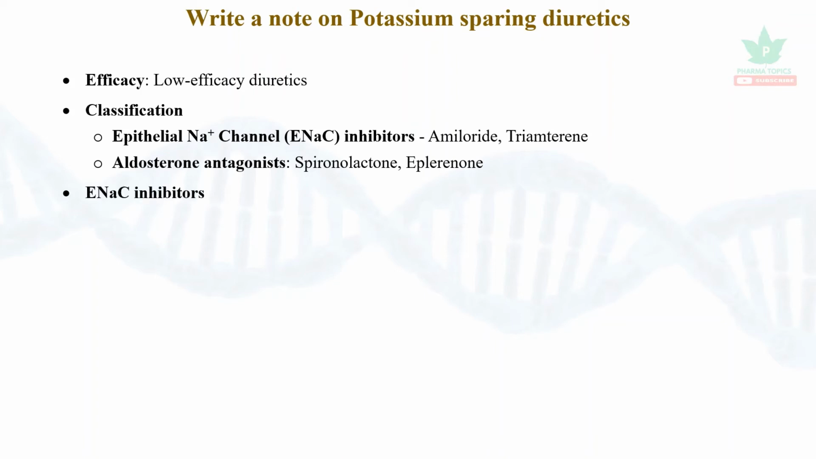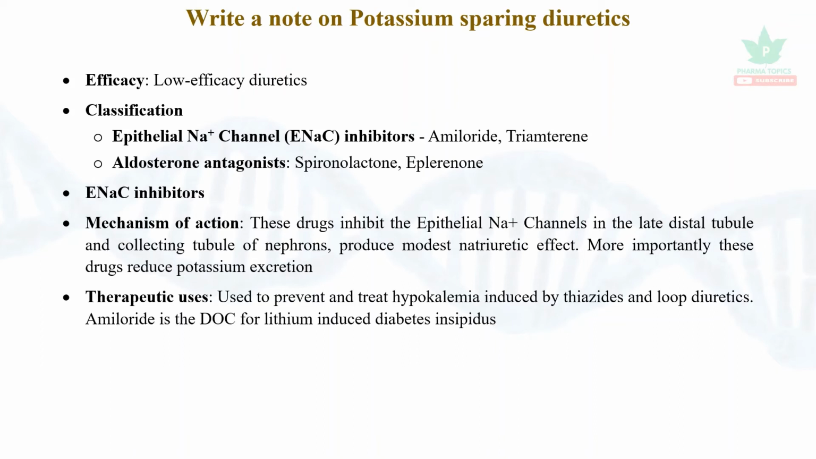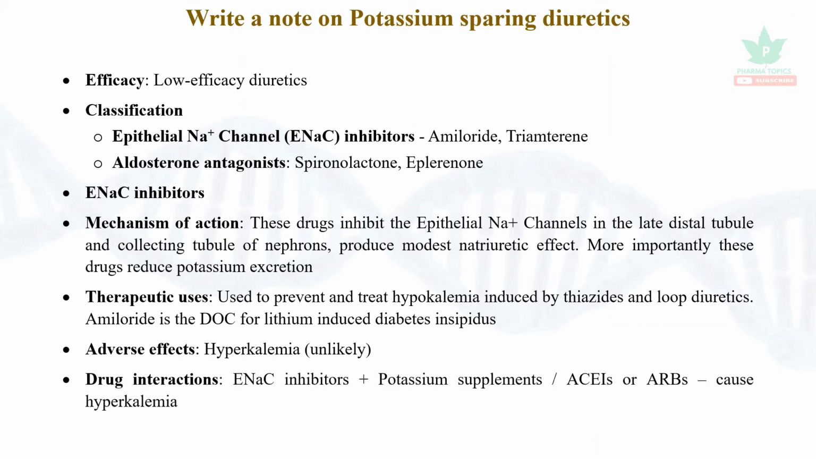First we will see about epithelial sodium channel inhibitors. These drugs inhibit epithelial sodium channels in the late distal tubules of the collecting tubule of nephrons. They produce a modest natriuretic effect. These drugs reduce potassium excretion. They are used to prevent and treat hypokalemia induced by thiazide and loop diuretics. Amiloride is the drug of choice for lithium-induced diabetes insipidus. Adverse effects: hyperkalemia, but it is unlikely.